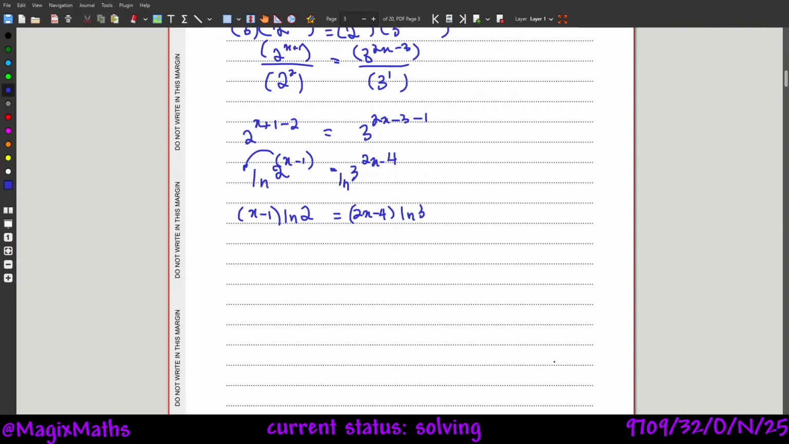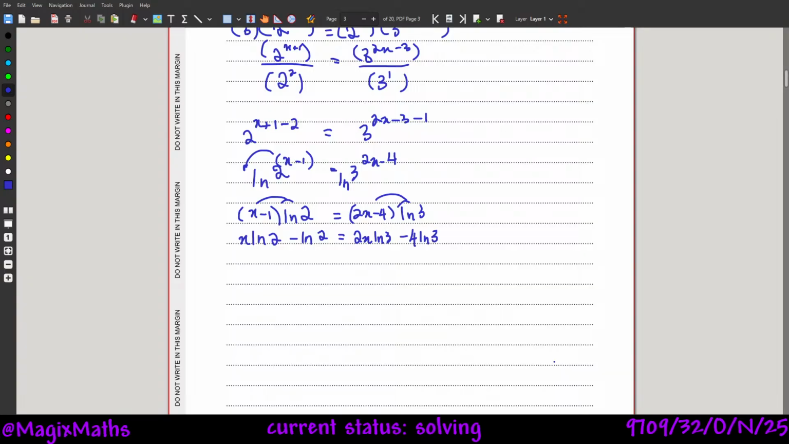You can see that now, right? So we just expand the brackets, put these values in. And for the terms that have variables, we'll put them on one side, while the others we put on the other side. So let's have x ln 2 minus ln 2 equals 2x ln 3 minus 4 ln 3.